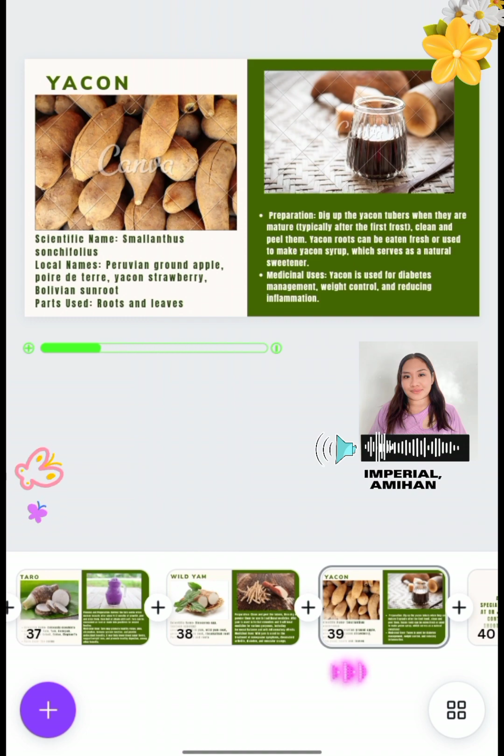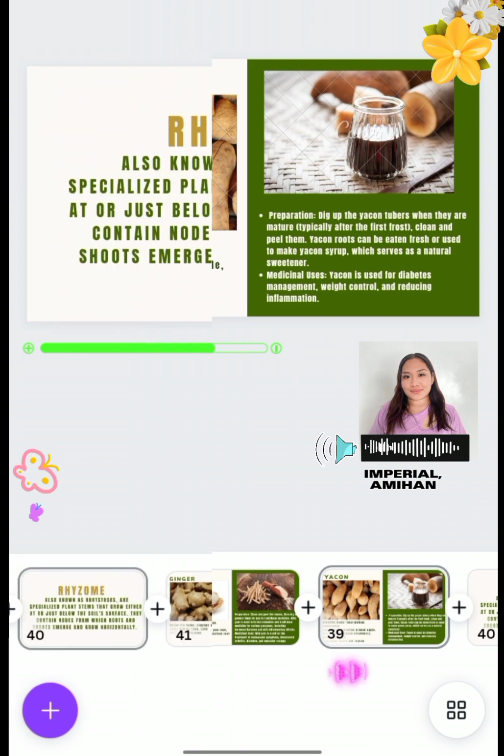Clean and peel them. Yakon roots can be eaten fresh or used to make yakon syrup, which serves as a natural sweetener. Medicinal uses. Yakon is used for diabetes management, weight control, and reducing inflammation.